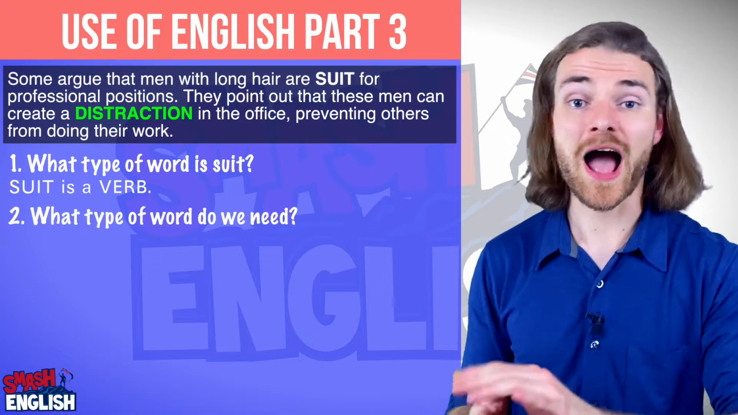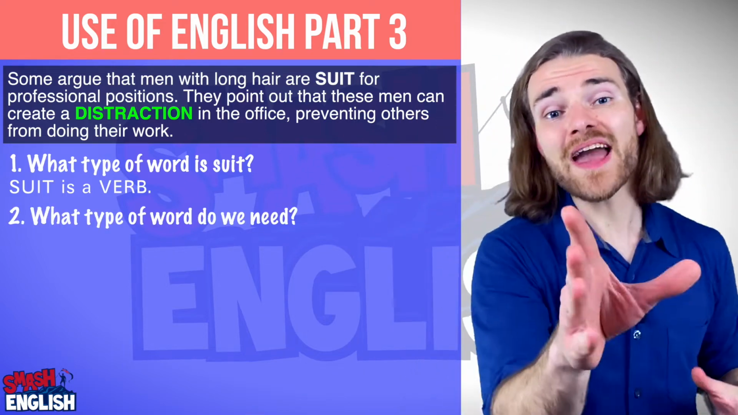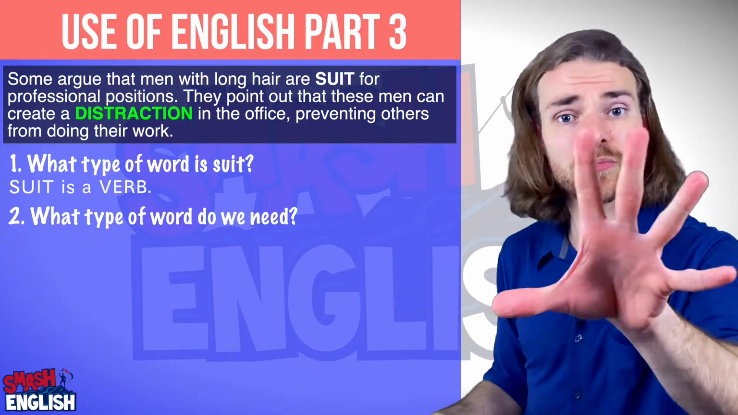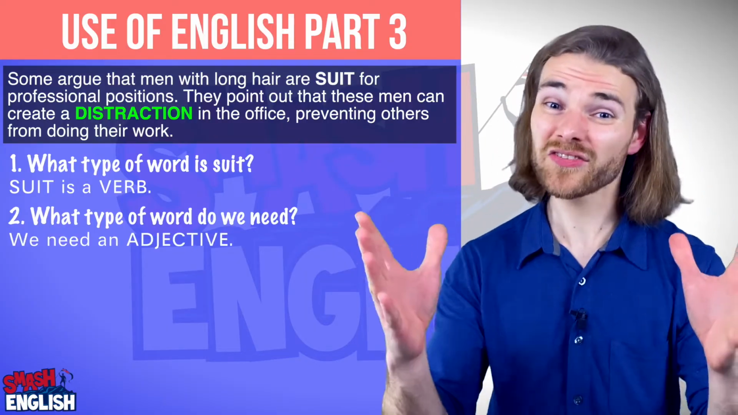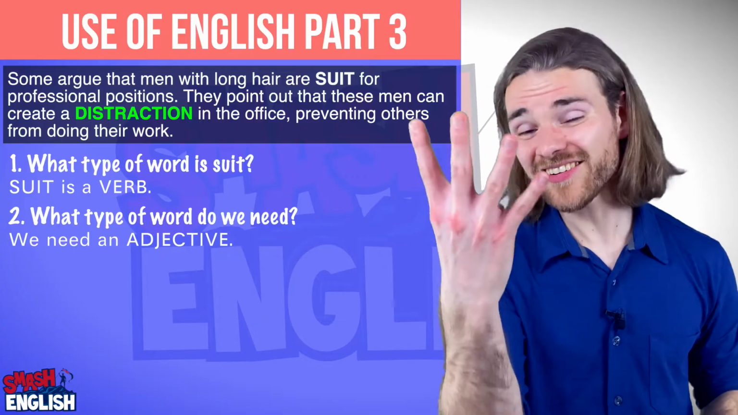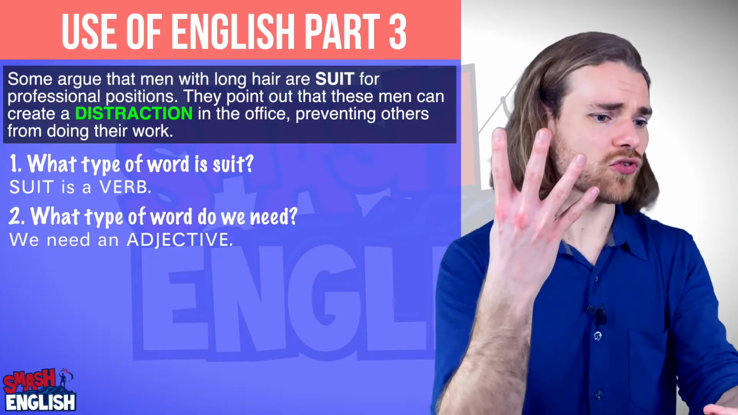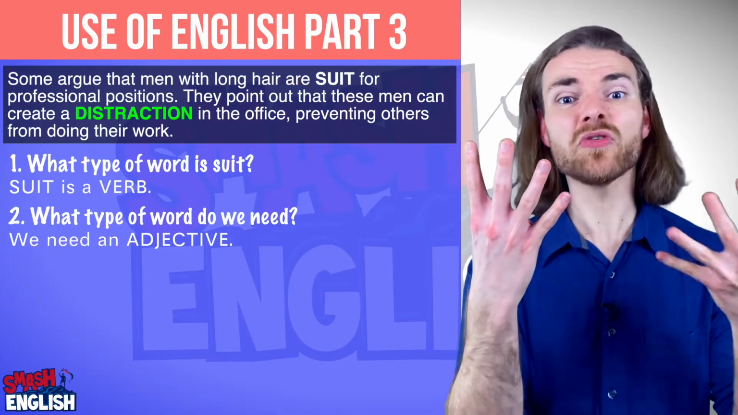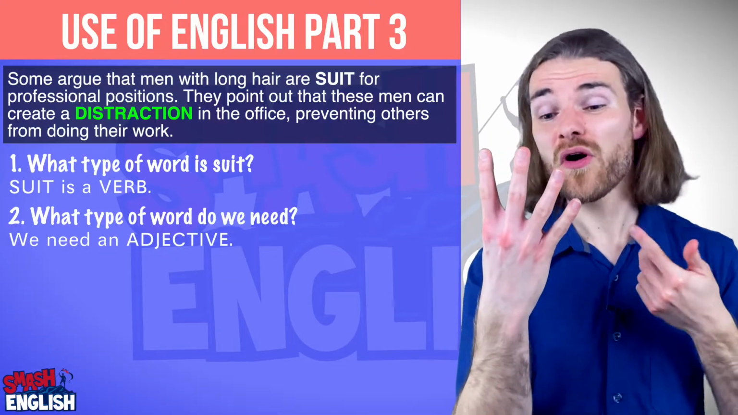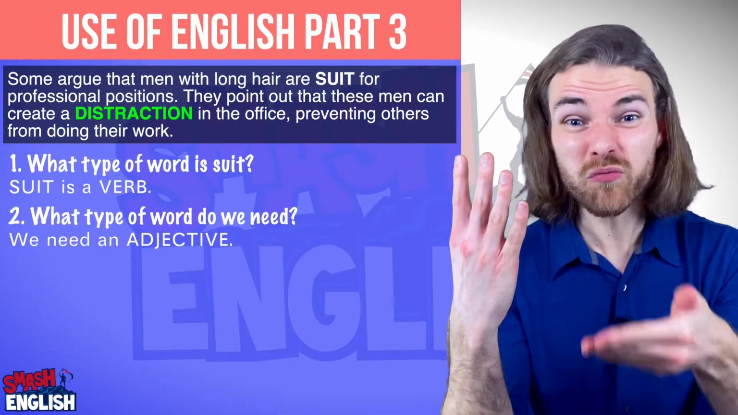So now let's go back to our first sentence. Suit, our word in bold, is a verb. Our subject in this sentence is men with long hair. Then we have the verb be. This means we need an adjective, but there are 4 possible adjectives that come from suit. This is a problem. When I was born, I didn't even know 4 words. So this is a lot of words.